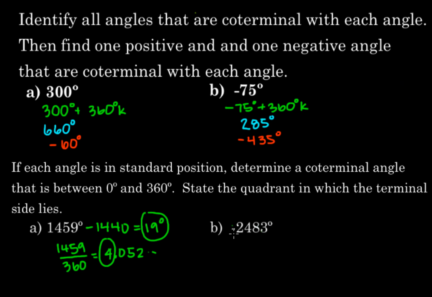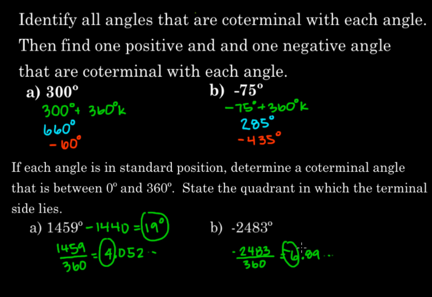And let's do the same thing with this angle here. I need to take negative 2483 and divide it by 360. When I divide it by 360, we get negative 6.89, and once again, we don't care about everything after that. That's all decimal, so all we care about is the negative 6. That means there's negative 6 rotations.